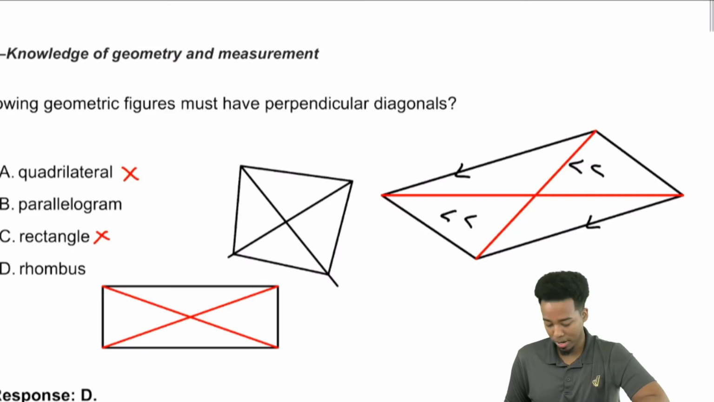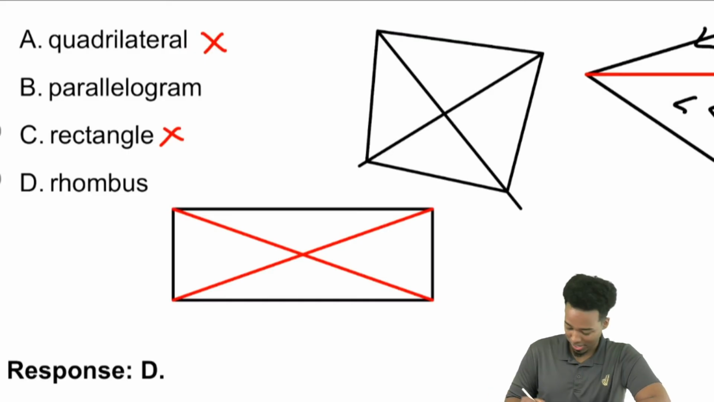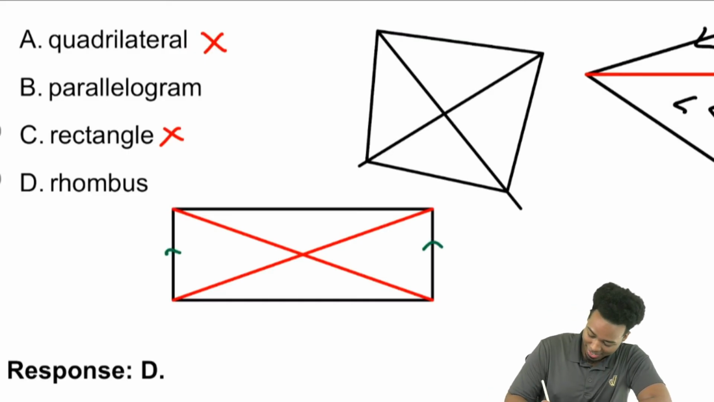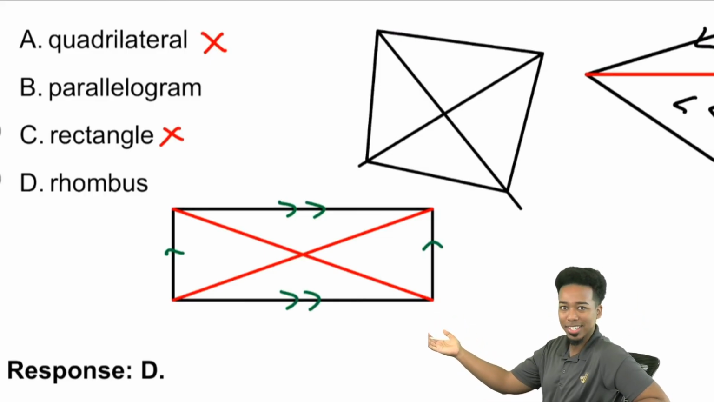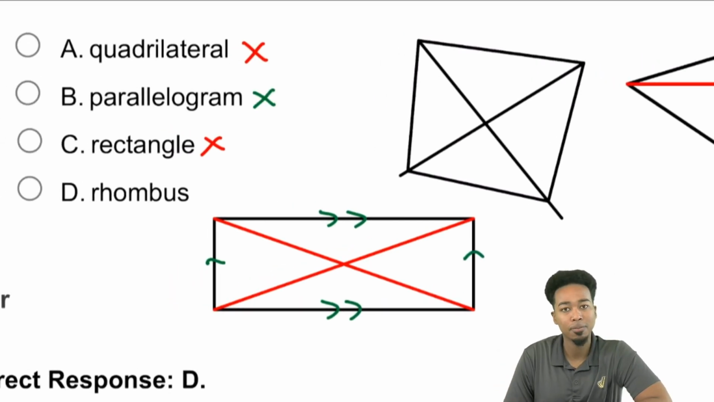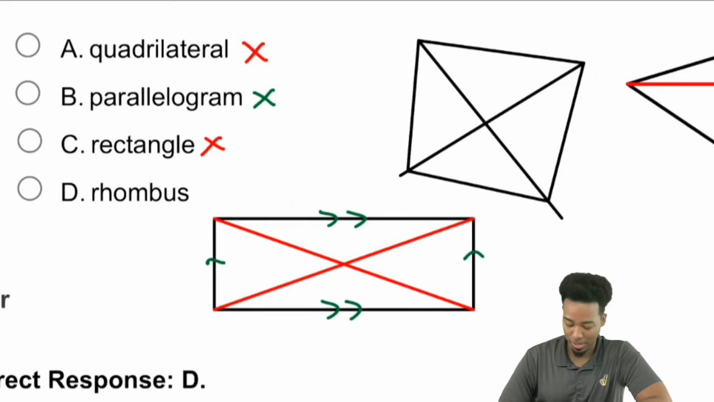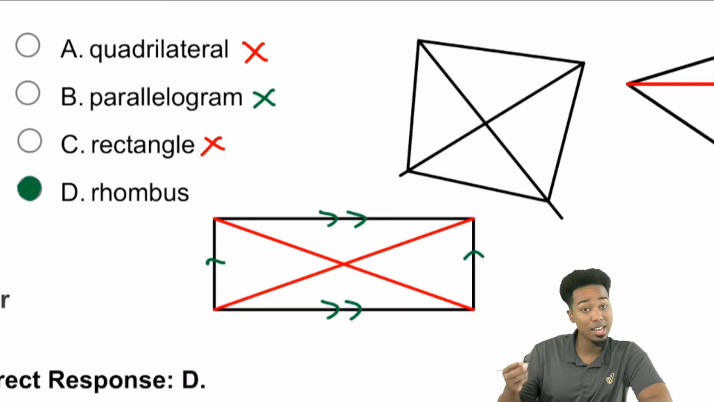And to prove a point, a rectangle is a parallelogram. Notice, these are parallel, and these are parallel. Notice we didn't have those intersecting right angles. We didn't. A rectangle is a parallelogram, and so that wouldn't work either. The only choice that we have left is a rhombus, and a rhombus is actually going to be the correct answer. Let me show you an example of a rhombus.